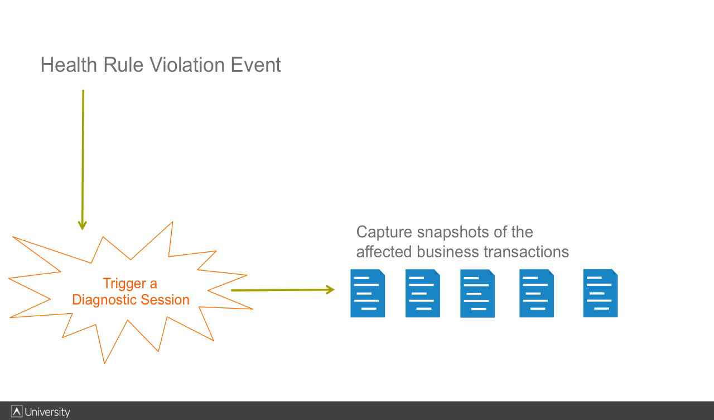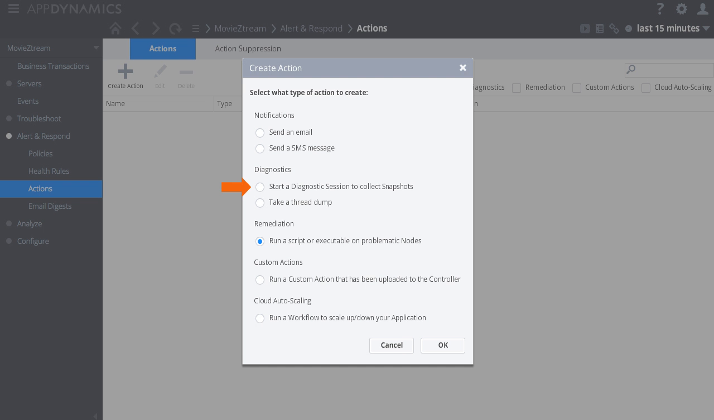A diagnostic session can also be triggered in response to a health rule violation. So, for example, you can create a policy that triggers an action to start a diagnostic session when the business transaction response time is too slow health rule is violated. We are looking at the Create Action screen under Alert and Respond, and then Actions. Here is an option to trigger a diagnostic session as an action. The steps to set up an action and a policy are discussed in the Actions and Policies video.